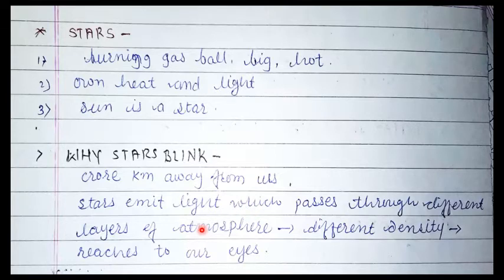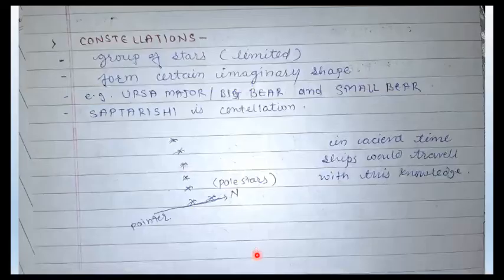अब एटमॉस्फेयर के वेरियस लेयर्स होते हैं जिसकी डेंसिटी कम ज़्यादा होती रहती है. अब जैसे ये लाइट इसे पास करती है अलग अलग लेयर्स को, तो डेंसिटी के हिसाब से कहीं ज़्यादा स्पीड से आ जाती है तो कहीं धीरे स्पीड से आ जाती है. तो इसी के चलते हमें ऐसा लगता है मानो जैसे वो चमचमा रहे हैं. तो ये इसका कारण है.